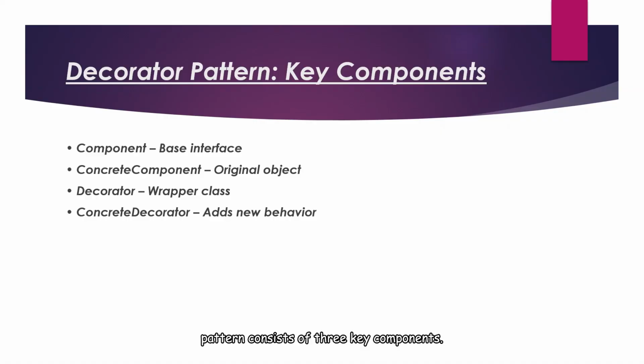The decorator pattern consists of four key components. Component: this is the common interface that both the original object and the decorator implement. Concrete component: this is the original object which we will decorate. Decorator: this is an abstract class or interface that wraps the concrete component and adds new functionality. Concrete decorator: this class extends the decorator and actually adds the additional behavior or functionality. By chaining multiple decorators, we can dynamically add different behaviors to the object.